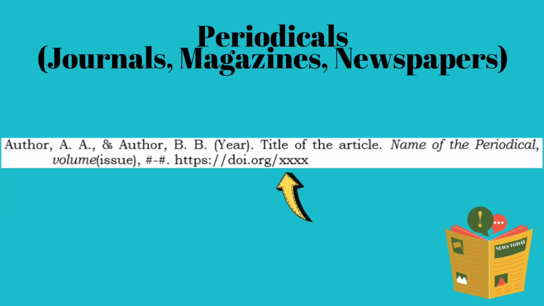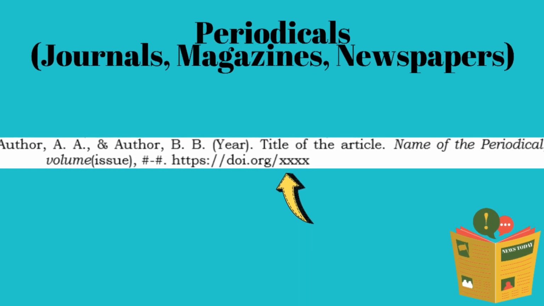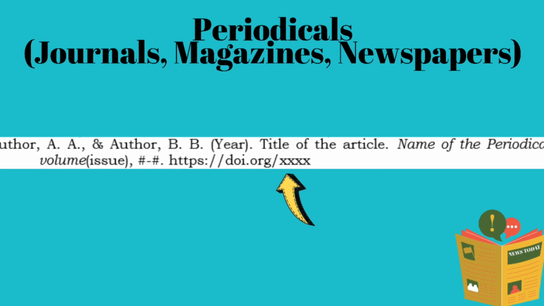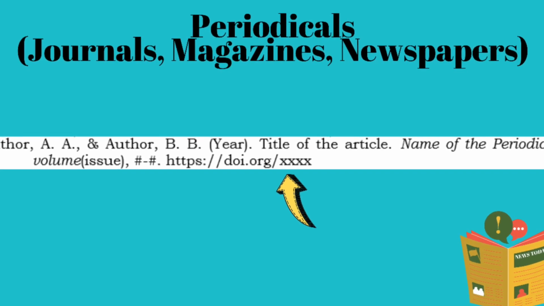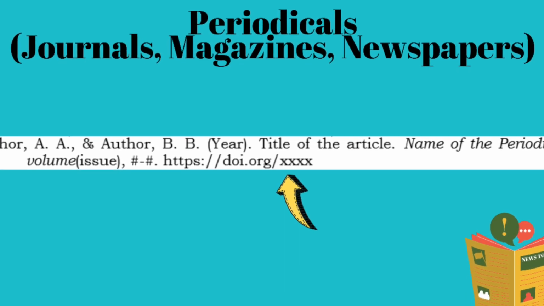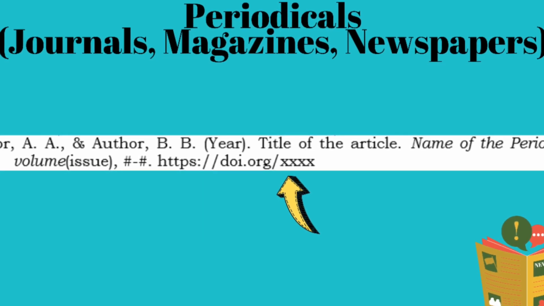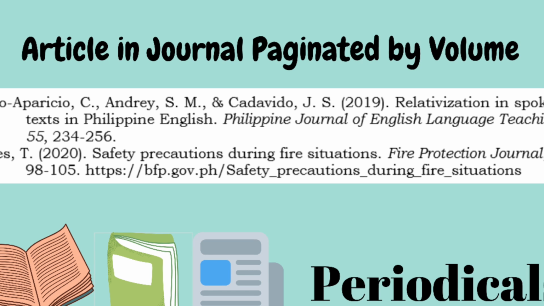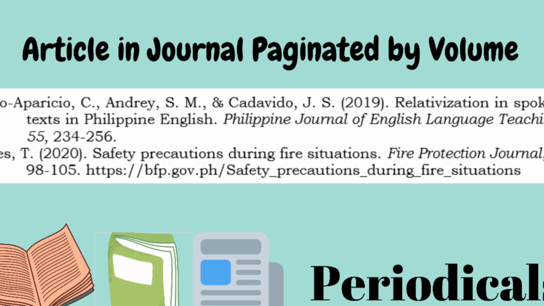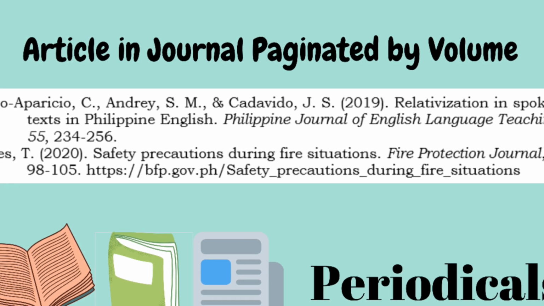Finally, if the article has a DOI or URL or digital object identifier, you write it here. Do not place a period at the end of the DOI or URL. By the way, we're talking about online sources here. What if the article from the journal is paginated by volume? This is how you do it.